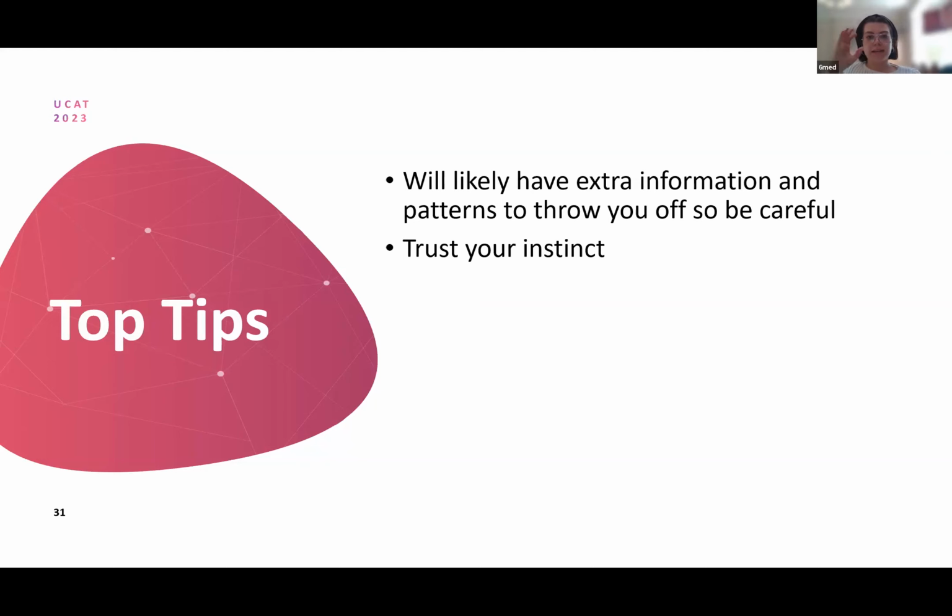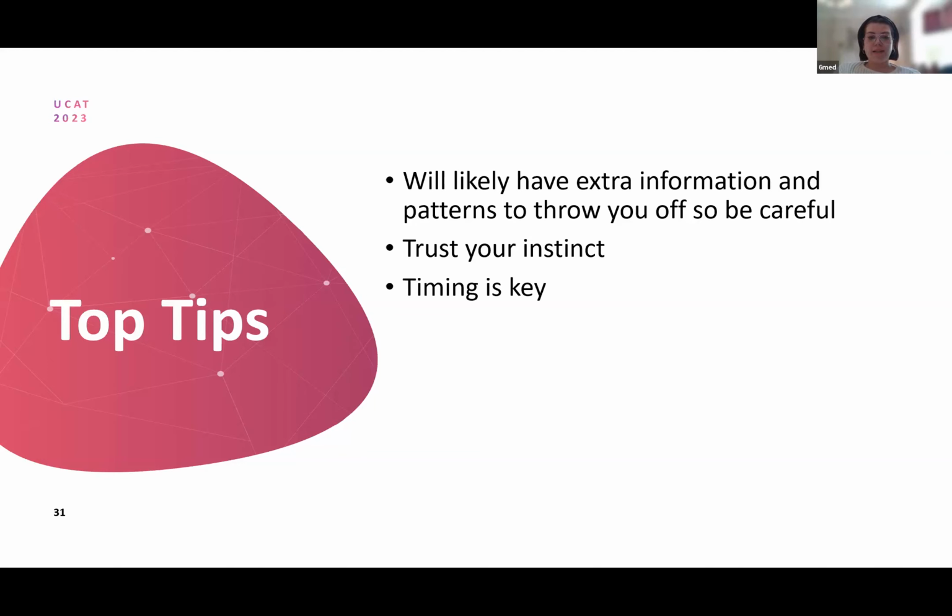Trust your gut instinct. I know a lot of people are really scared to do this, but when you become a doctor, you will have to do this as well. Sometimes you've got a patient whose saturations, whose presentation is absolutely fine, but you just have an instinct that something's going wrong. Quite often your instinct is right, so don't be scared. Trust your instinct. Be aware of the timing.